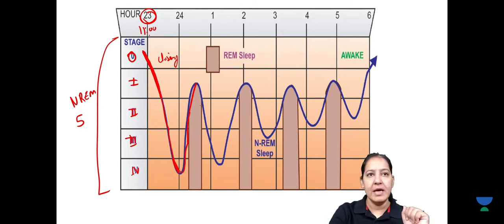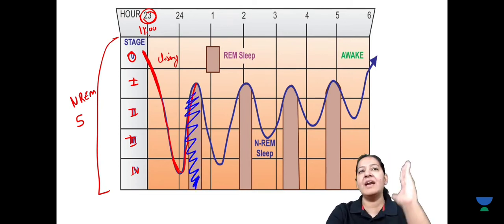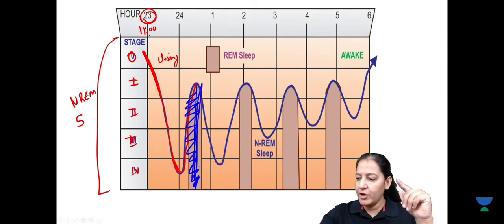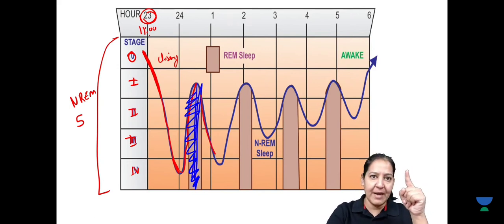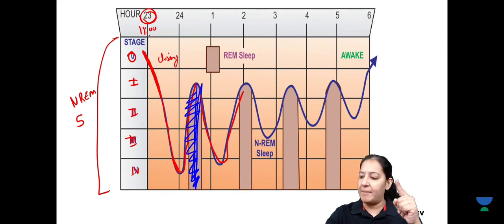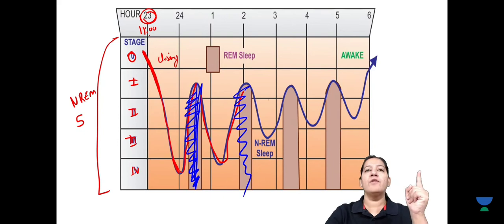What is this? This is your REM sleep. Then one cycle of non-REM is completed. Now one cycle of REM. Then again you will go in non-REM, then again you will go in deep non-REM and come back from the non-REM. And then again you will go in REM, then again in non-REM.